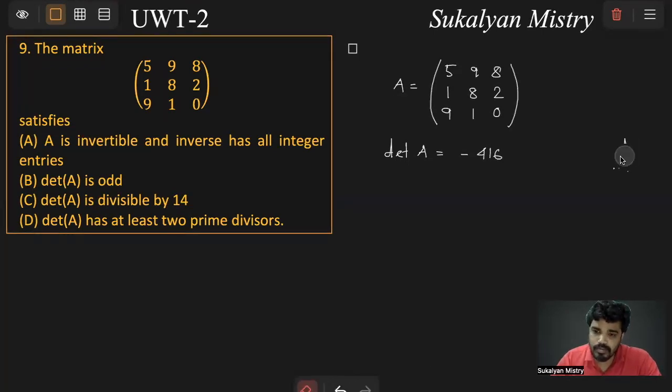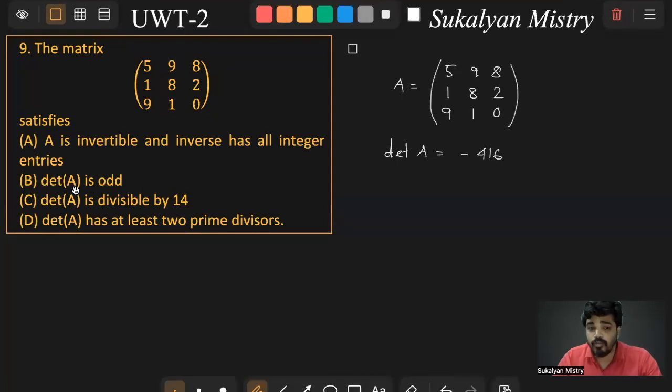ওকে, ক্লিয়ার? ফর অপশন B, determinant A is odd. দেখো আমরা ডিটারমিনেন্ট A পেয়েছি -416, so this is even, so option B is also false. Option C, determinant A is divisible by 14. দেখো আমরা নাম্বারটা কি পেয়েছি 416 divided by 14, 29 point something. So determinant A is not divisible by 14. Okay, দেখো এটা কি ফ্যাক্টরাইজেশন করো, যার 416 কে ফ্যাক্টরাইজ করো, what do you get?